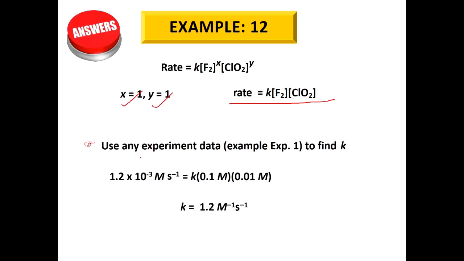You can use any experiment or data, for example experiment 1, to find out the k value. So you can use this one. Then finally you can get the final answer of k. k is 1.2 M^-1 s^-1.